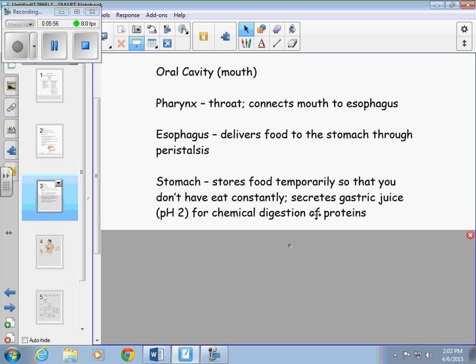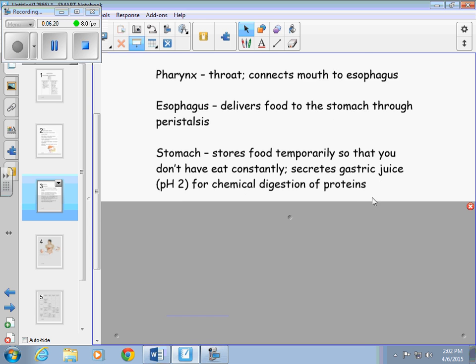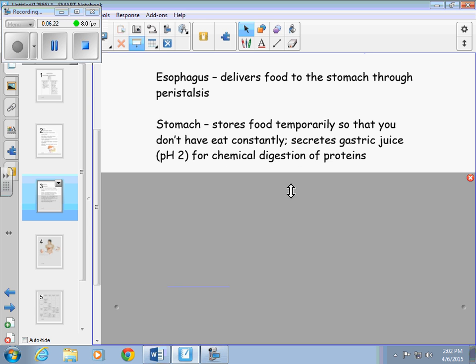Once the food gets into the stomach, some of it will be stored there, so that you don't have to eat all the time. The stomach will secrete a very acidic gastric juice. It's a very low pH of about 2, and this will help chemically digest proteins. And this is also made of a smooth muscle. It's an involuntary movement. You don't have to think about the stomach breaking apart food.